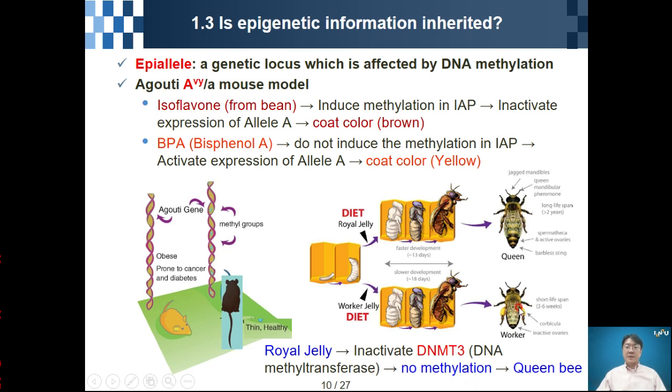Okay. So the important thing is that epigenetic information is inherited? Yes. So inherited. These mice, the offspring will be the thin and healthy mice, and these mice, the offspring will be the obese mice. Okay.